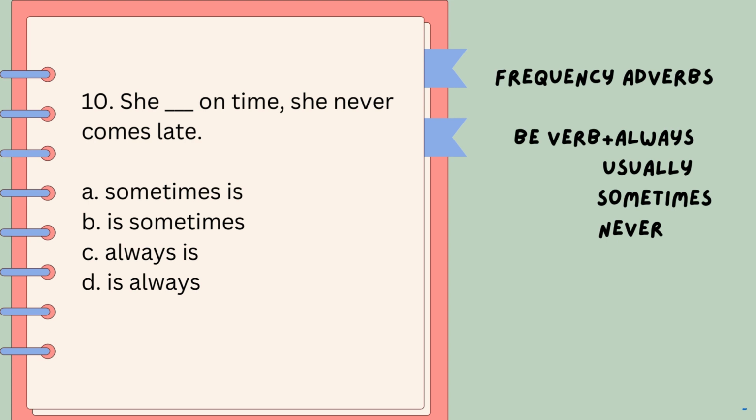And if you see a be verb with these, you have to use the be verb first and then you use the frequency adverbs. Like I am always, she is never, we are usually, whatever. Just never ever separate she or your subject from the be verb. So she sometimes is, no. She always is, no.